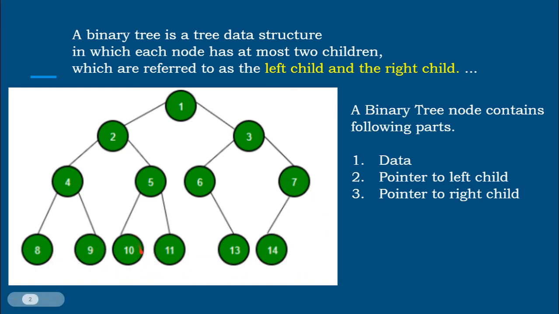8, 9, 10, 11, 13 and 14 are terminals. That means they have no children. These nodes are called the terminal nodes or the end nodes. So these end nodes have 0 children, these two nodes have 1 child, and the nodes 5, 4, 2, 3 and 1 have 2 children. So the number of children may be 0, 1 or 2.